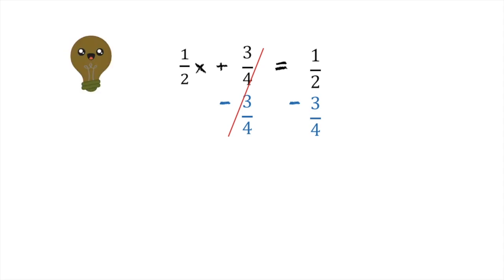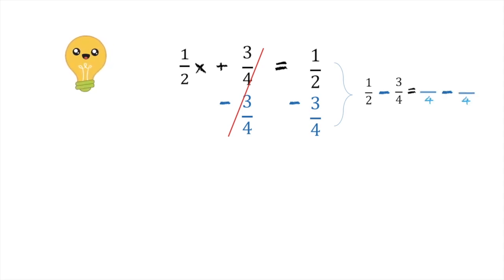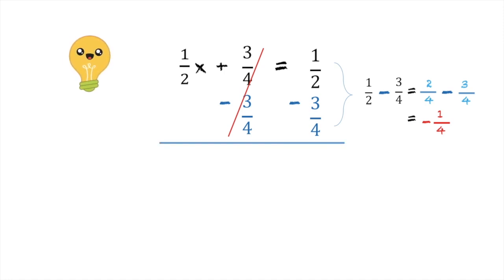And then 1/2 minus 3/4, we have to find our common denominator. Common denominator for 1/2 and 3/4 would be 4. So 1/2 becomes 2/4, and then 3/4 remains to be 3/4. 2/4 minus 3/4 will give us negative 1/4. Then we're left with 1/2 x is equal to negative 1/4.